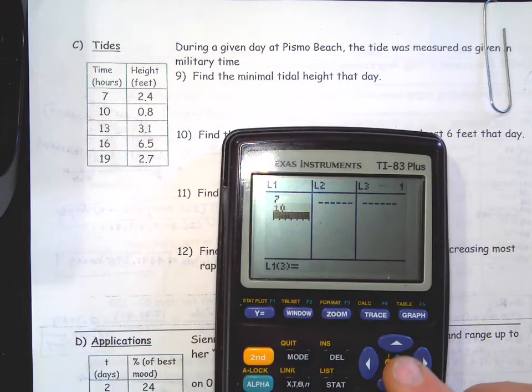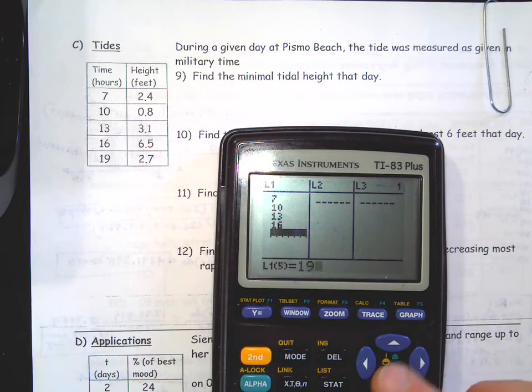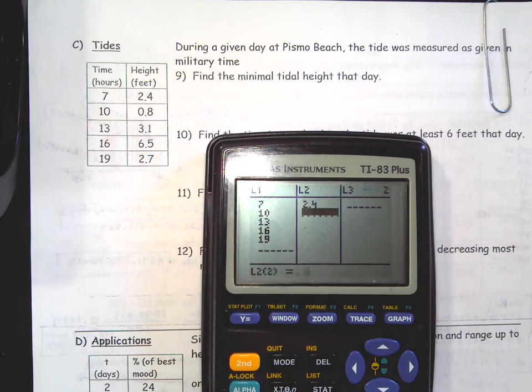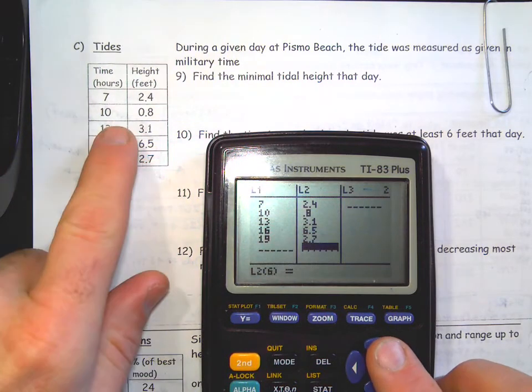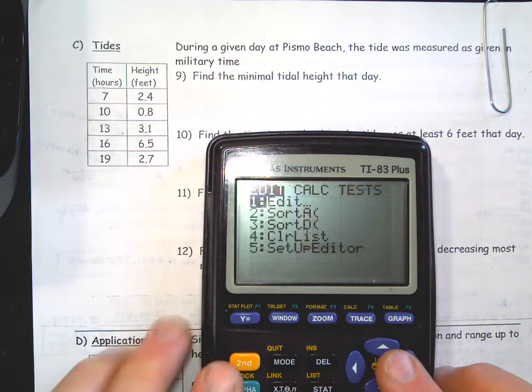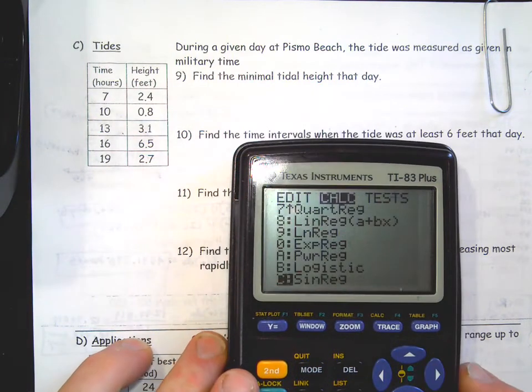7, 10, 13, 16, 19. Now, they're giving you 24-hour time. If they gave you AM and PM times, then you would need to change it to 24-hour time. Otherwise, it's going to confuse AM and PM and think they're really the same times, which they're not. And then 2.4, 0.8, 3.1, 6.5, 2.7. So double check it, make sure they're all correct. Okay, looks good.